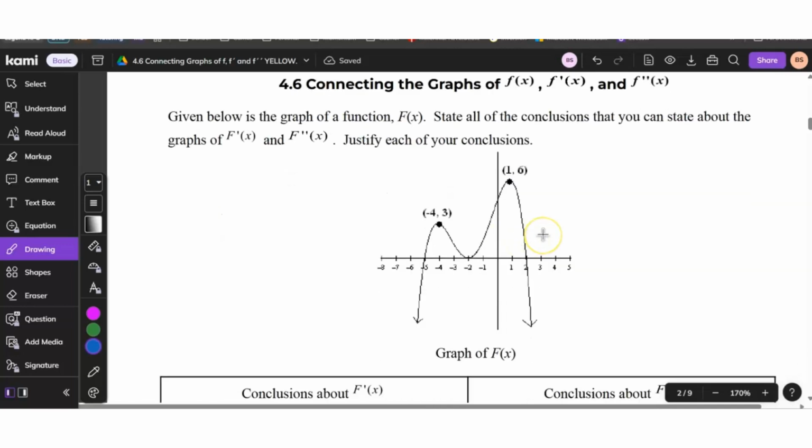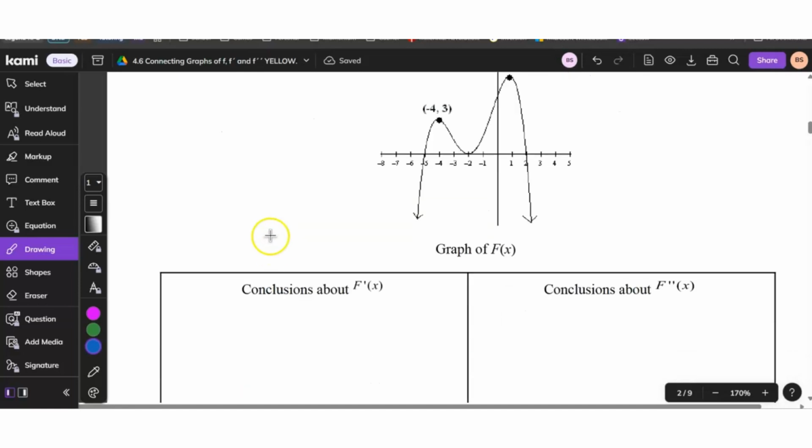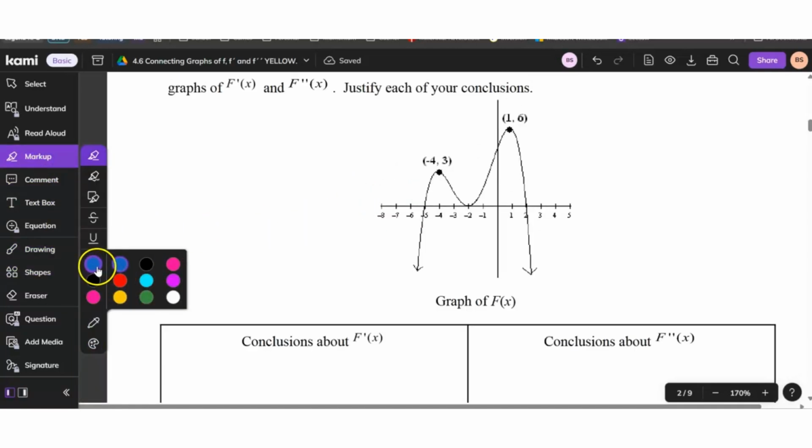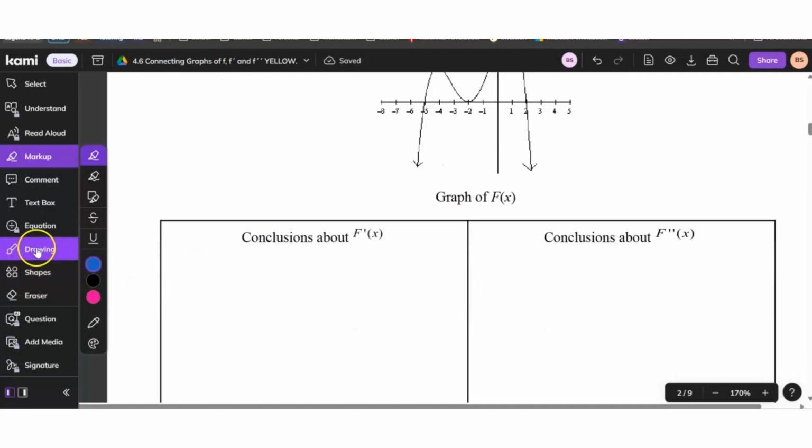Alrighty. So given our graph below here, f of x, state all the conclusions that we can state about the graphs of f prime and f double prime. Okay? So, what statement can we make about f prime? Well, probably the easiest one is let's start out with where it's increasing. If it's increasing, what is the original, or what is the derivative doing?